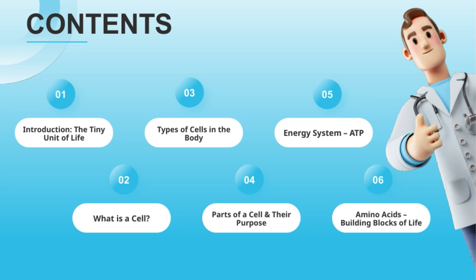Following that, we'll look at the types of cells in the body, highlighting the diversity and specialization that allows our bodies to function effectively. We'll also define what a cell is, establishing a fundamental understanding. And finally, we'll introduce the overall theme with an introduction, the tiny unit of life, setting the stage for everything else we'll discuss. This structure helps us see how each part fits into the bigger picture of life and biology.